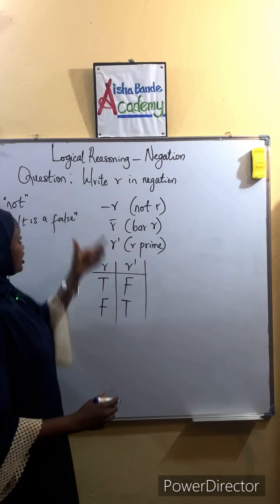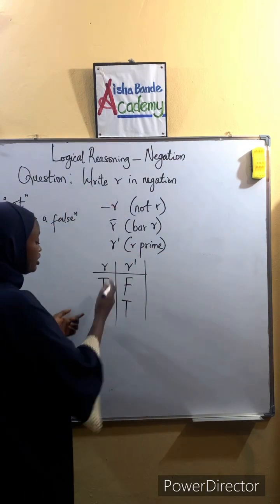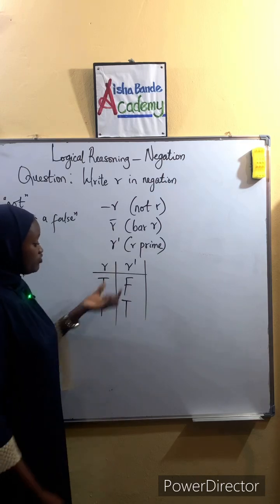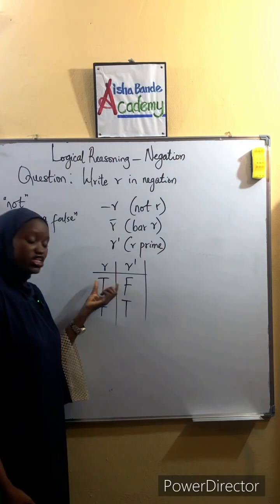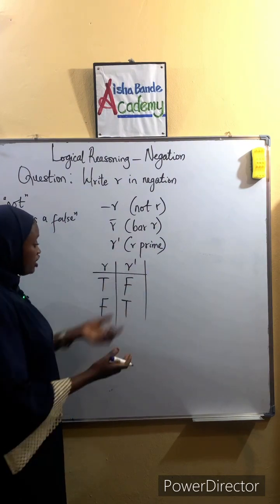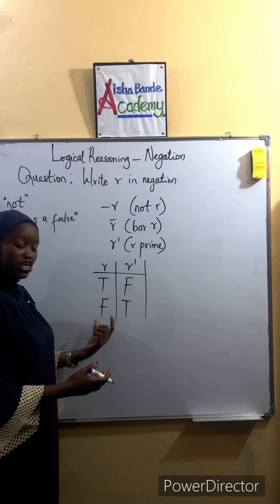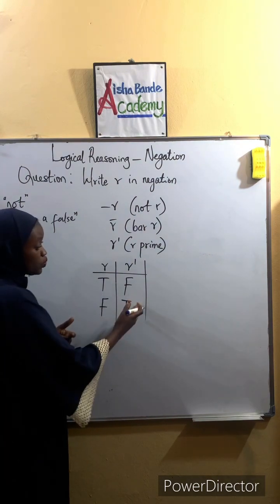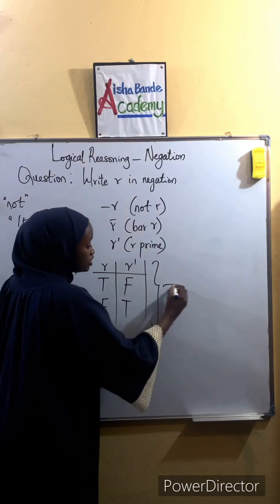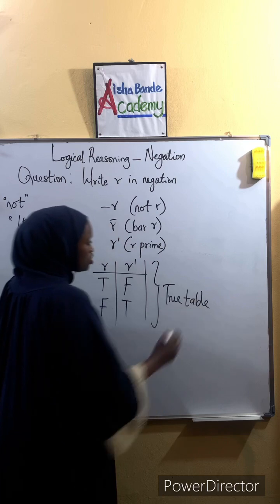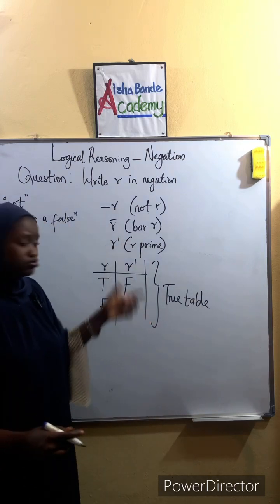So that's why we say negation deals with true or false, or vice versa. If the R is true, then the negation will be the false of it. And if you're given the question as false, the negation of the false is going to be true. So this is what we call the truth table under logical reasoning. This is all we have under negation.